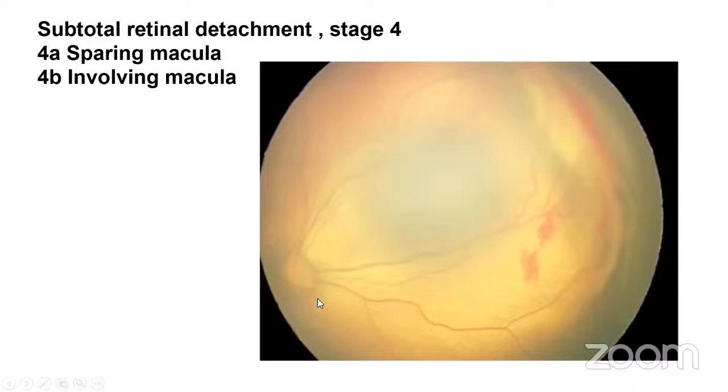Now coming to stage 4, in stage 4 ROP, you will see subtotal retinal detachment. Again, stage 4 is classified as 4A and 4B. 4A is sparing the macula. So here, this is stage 4A, the image which I have put here. Here the macula appears attached only. So the peripheral retina is getting detached. This is stage 4A, with areas of hemorrhages also. In 4B, you can see the same subtotal detachment, but it will be involving the macula.